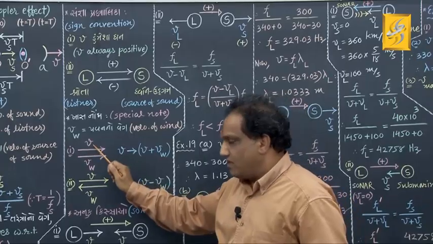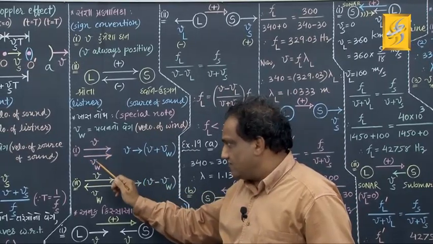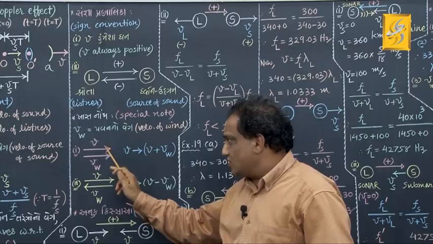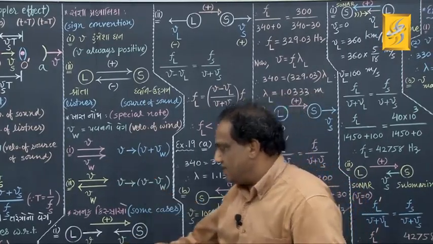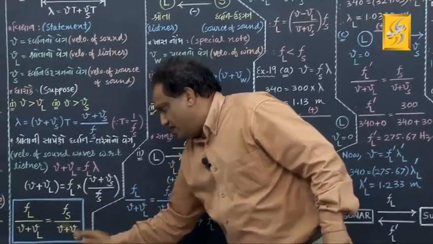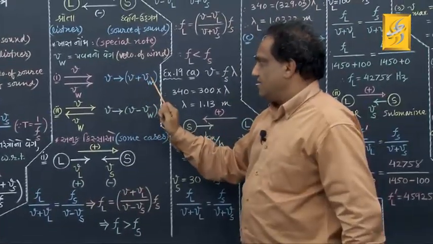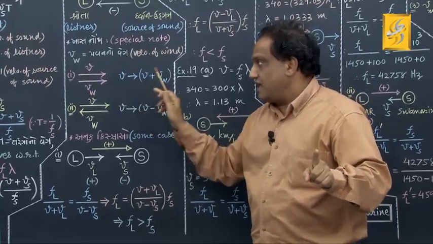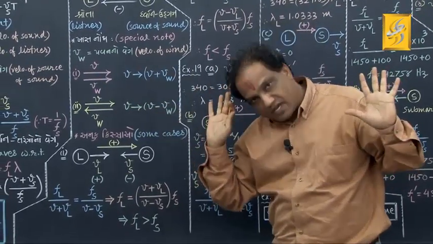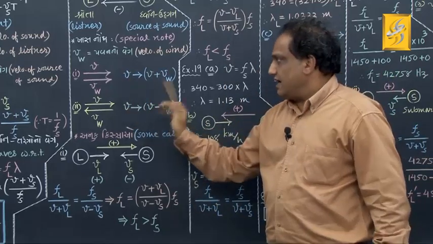Because both of them are in the same direction, we must add. This is the velocity of sound wave. This is also in the same direction, we have the velocity of wind. Because of same directions, we should add them. Then in place of V in this formula, we should write V plus VW, because VW is the velocity of wind in the same direction as the velocity of sound. Same direction, then addition.